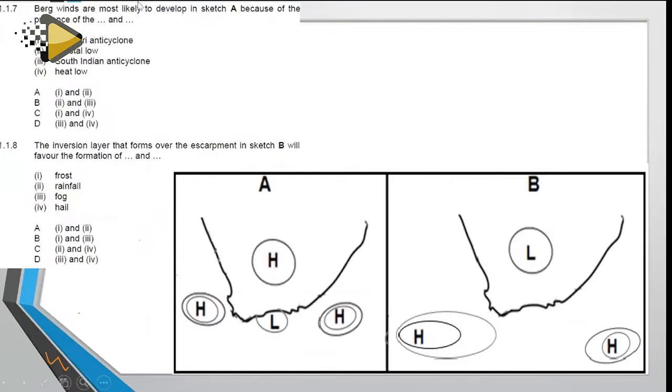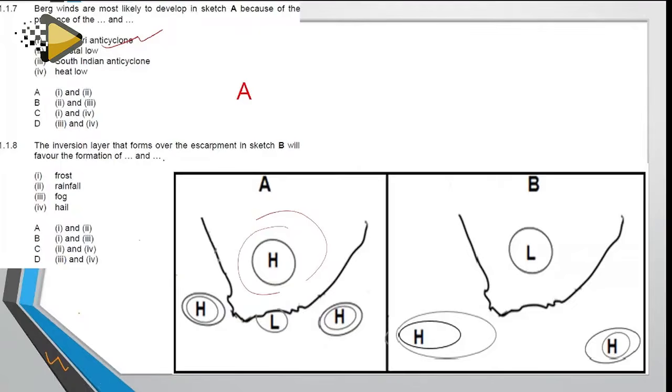Berg winds are most likely to develop in the presence of the blank and the blank. Now, in which sketch will berg winds form? Berg winds are more likely to form in sketch A, and they are going to form mainly because of the Kalahari high pressure and the coastal low, which is 1 and 2.